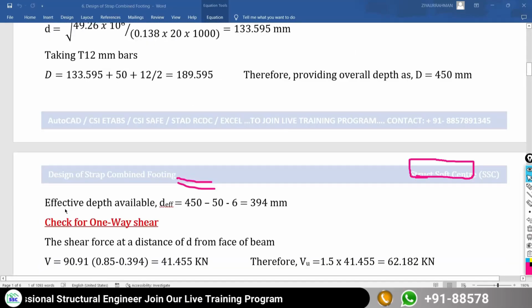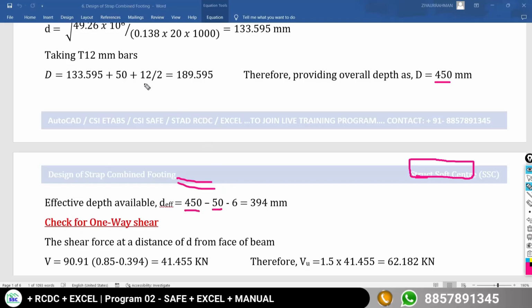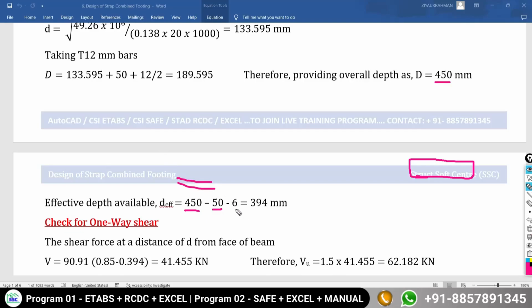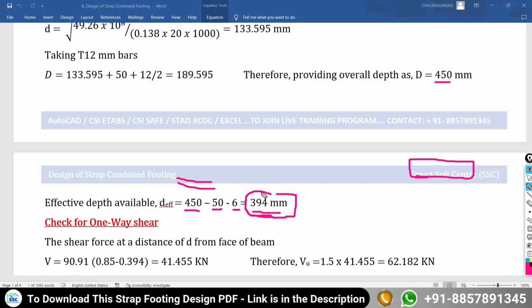Just come down. How much is the effective depth available now? So available effective depth with this 450 mm overall depth is going to become 450 minus clear cover minus half of your diameter of bar, that is 6 mm. You are getting the available effective depth of your foundation as 394 mm. Now this depth of the foundation we will use in later calculations.